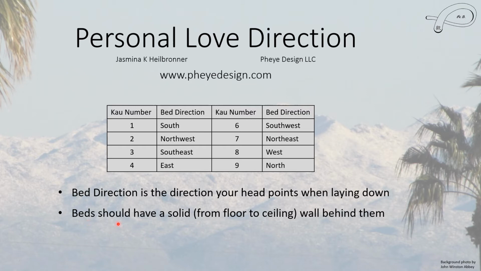In general, beds should have a solid wall from floor to ceiling behind them. Now, if you have to turn your bed at a 45-degree angle to your walls to meet this bed direction, you can place a tall screen behind your headboard. And that's okay so long as you have no windows behind that screen. It's not as good as a real wall, but it will do.